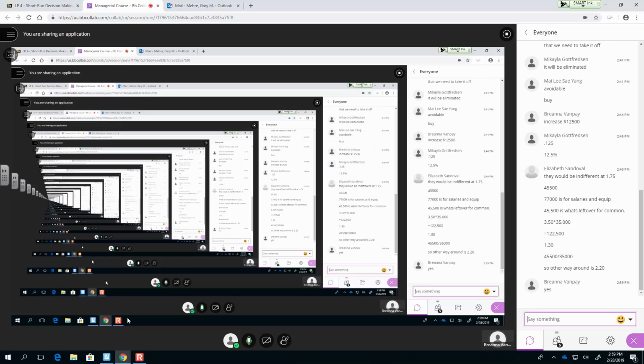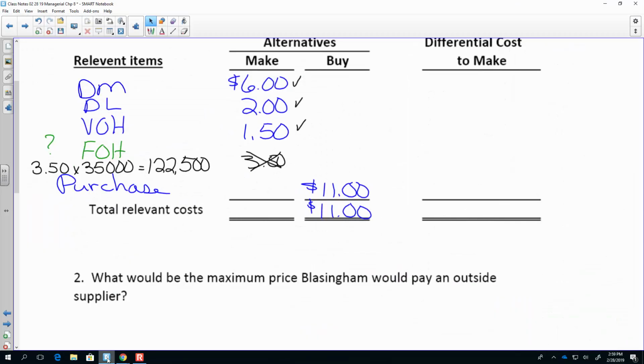Okay, excellent. Thank you. So, I'm going to put this in green. I don't want the 3.50. I want the 2.20. And I'm going to put this to the right. How did I get the 2.20? It's the avoidable cost divided by the 35,000 units that is how we got to the $2.20.